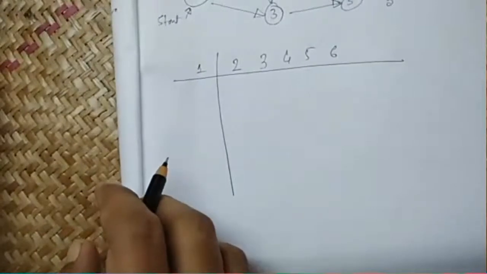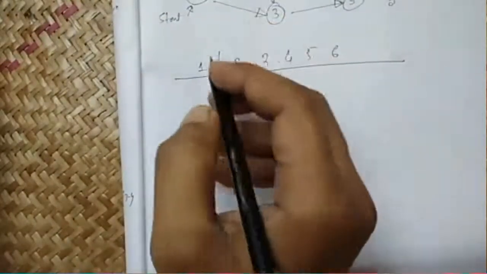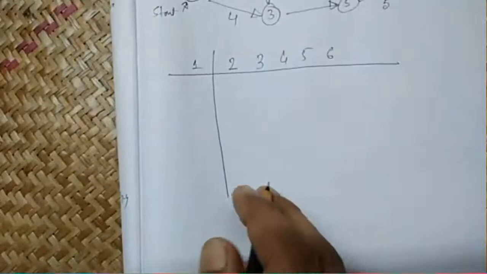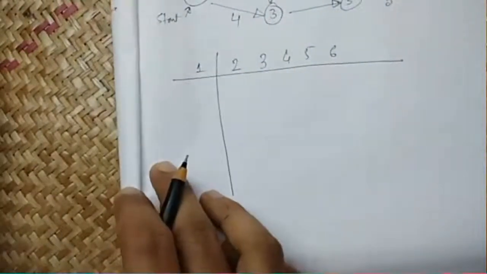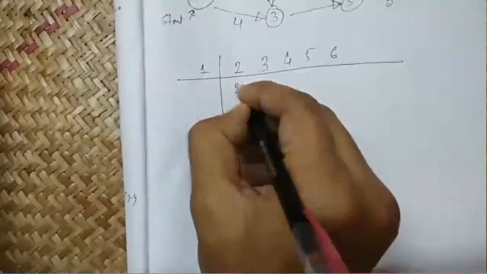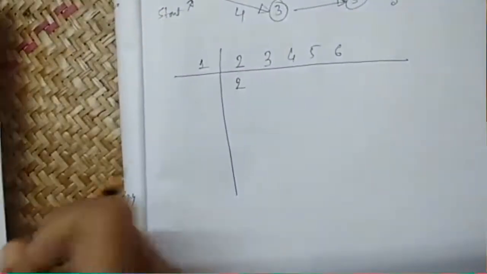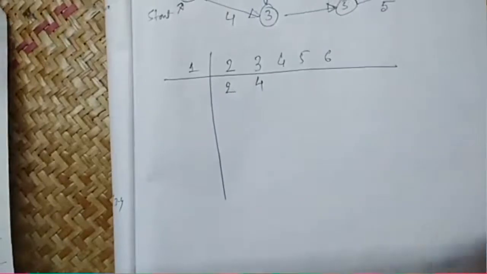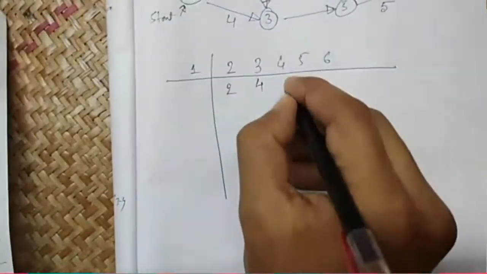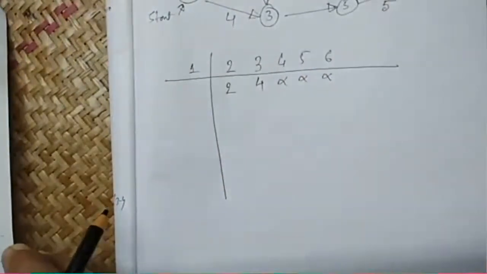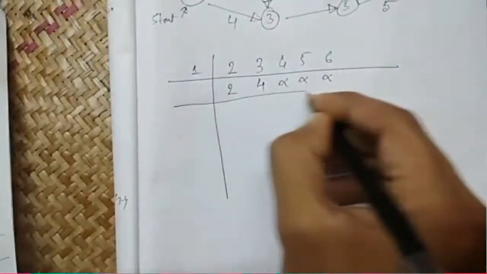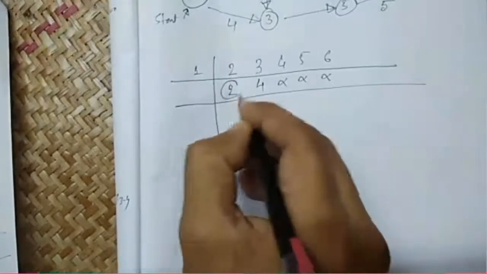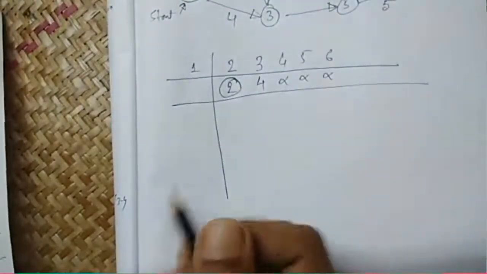If we start with 1, then we can reach 2 and 3, with these as the weights. If we want to reach 2, it will take say 2 days or 2 hours. If we want to reach 3, the weight is 3. Node 1 is not connected with 4, 5 and 6, so here we'll write them as infinity. Now we look here. What is the minimum? The minimum is 2. If the minimum is 2, then this 2 gets selected.